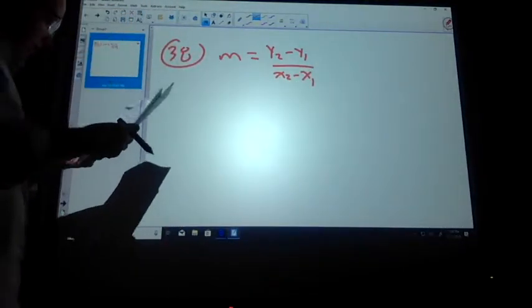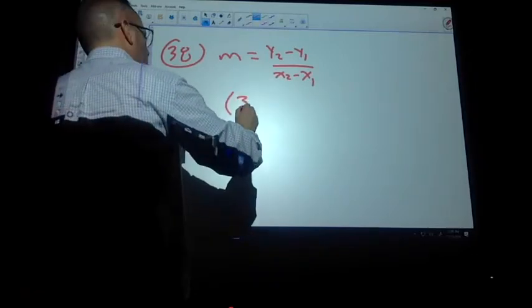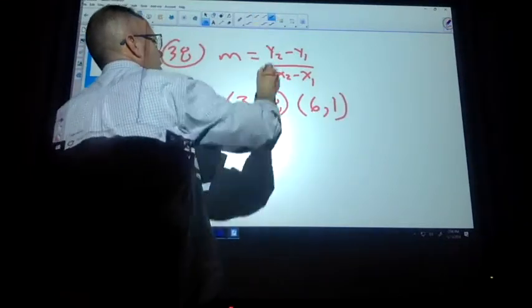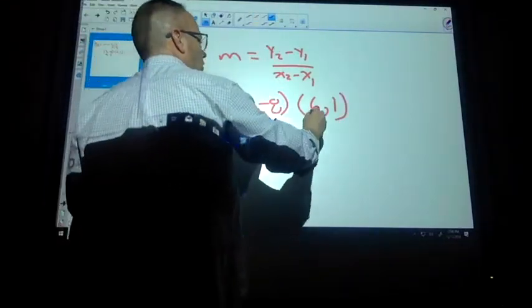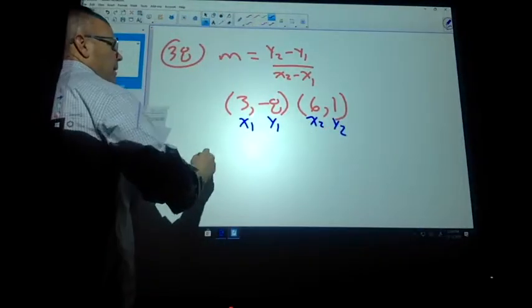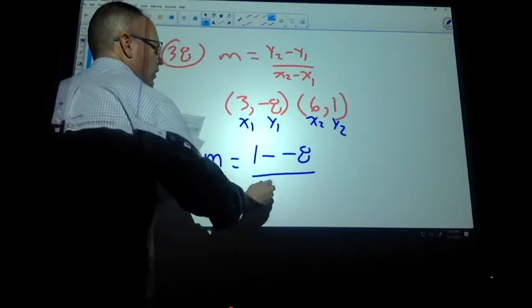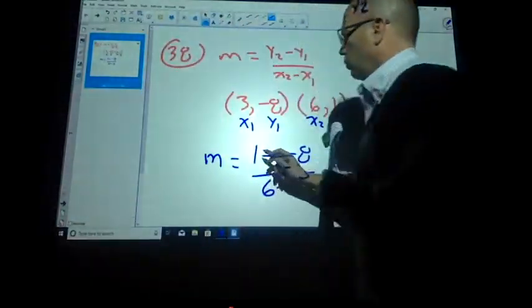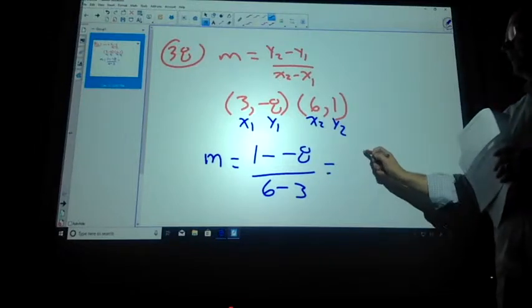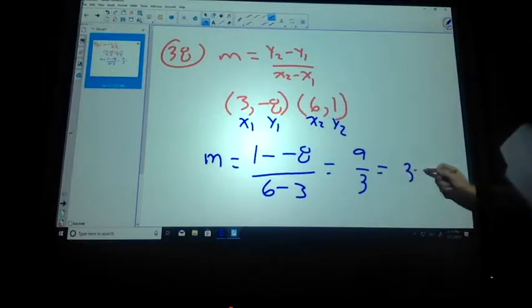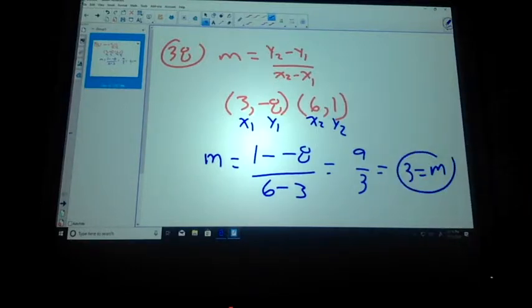And then 38 says, hey, I have this point, (3, -8), and I have this point, (6, 1). I got x1, I got y1, I got x2, I got y2. Let's plug them in. So I get (1 minus -8) over (6 minus 3). What's 1 minus -8? 9. And then that's over 3. So I have a slope of 3 again, which I think is answer B. Ooh, it's squeaking. B.